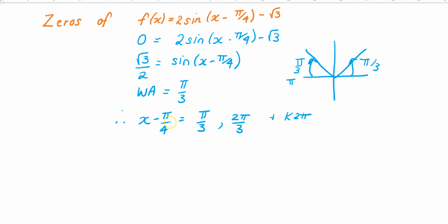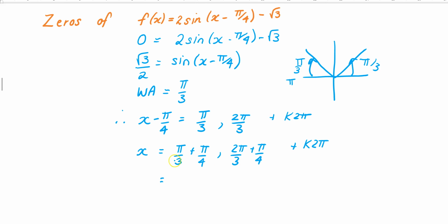So I don't want x take pi on 4, I want just x. So this becomes pi on 3. To get rid of a take pi on 4, I'm going to plus pi on 4. And 2 pi on 3 plus pi on 4. Again, plus k 2 pi. I don't add the plus pi on 4 there. The only thing that affects the period is the number in front of x, and because it's 1, it's not affected.